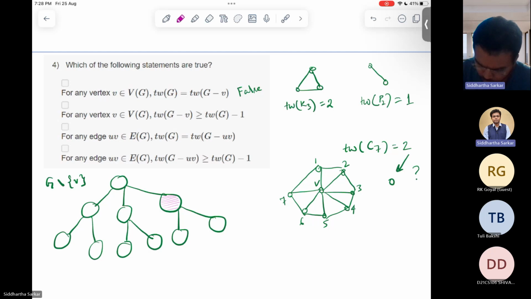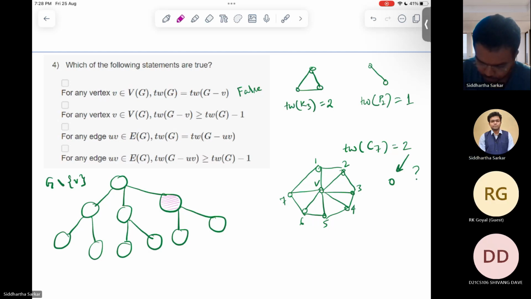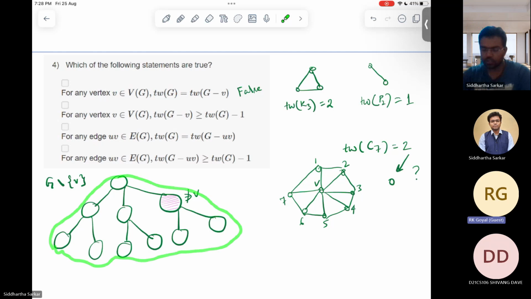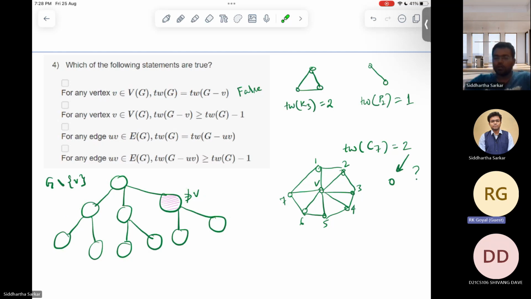Now, if V is not contained in this bag, so this bag does not contain V, what happens to the tree decomposition of this graph? The tree width does not change. Yes. If it is not the bag having the maximum number of elements, and you remove this vertex V from it, the value of the TW is not going to change.